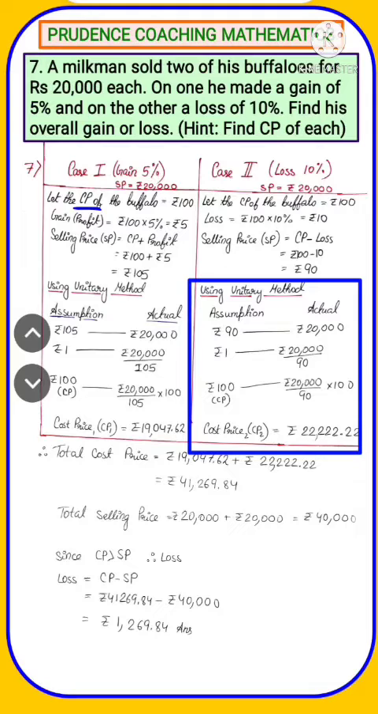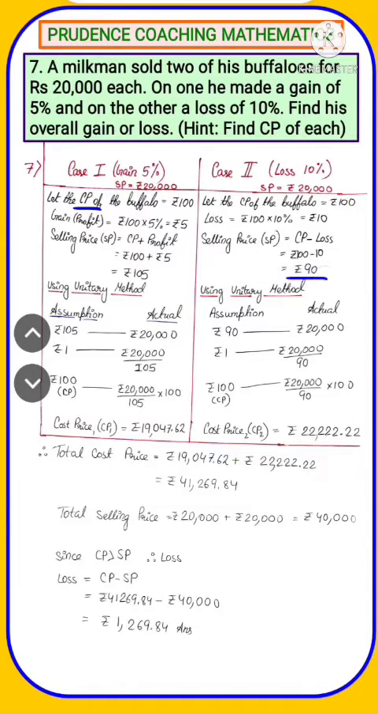Similarly, on the right hand side also we will use the unitary method and find out the cost price. So according to our assumption, selling price is rupees 90, which equals 20,000 rupees in actual. So we have written rupees 90 equals 20,000. Now we need to find out the value of 1 unit. So 1 unit will be 20,000 divided by 90. Now we need to find out the cost price, which is rupees 100 according to our assumption. So rupees 100 will be this 1 unit into 100. So we have calculated accordingly and we have found out the cost price in the second case to be rupees 22,222.22 paise.